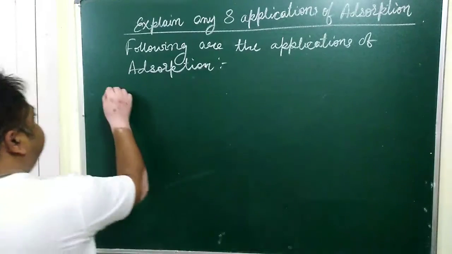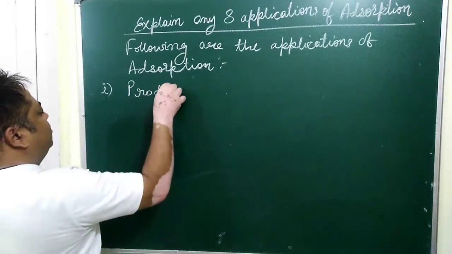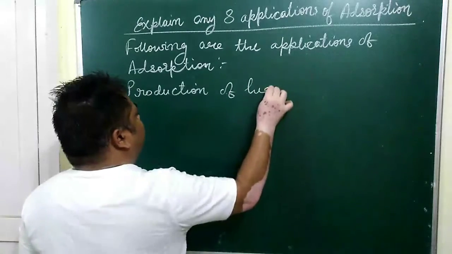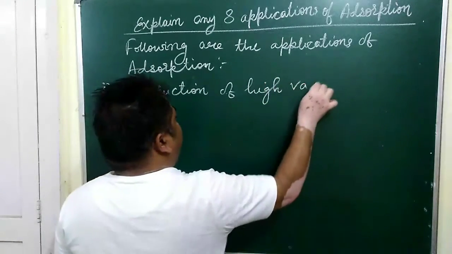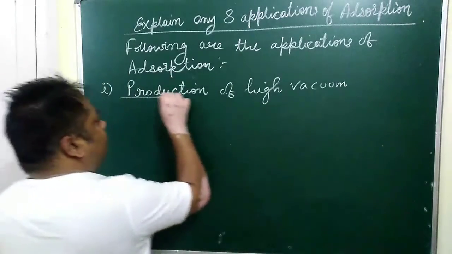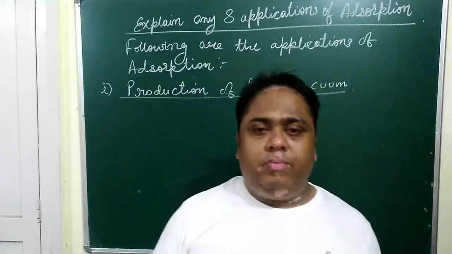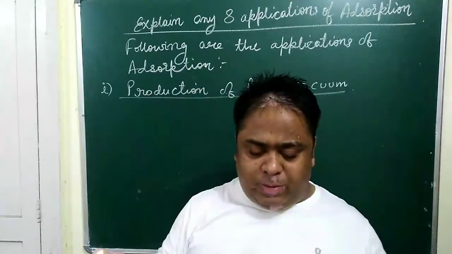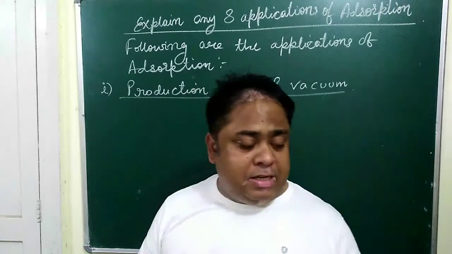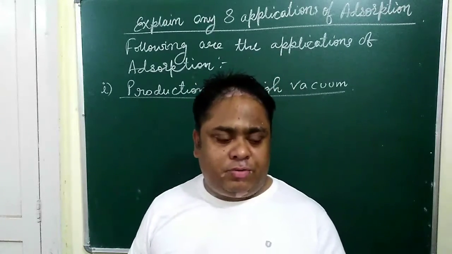First, production of high vacuum. So, when you produce a high vacuum inside a tube, then the air is pulled out, but what happens? The moisture remains adhered with the surface of the system.